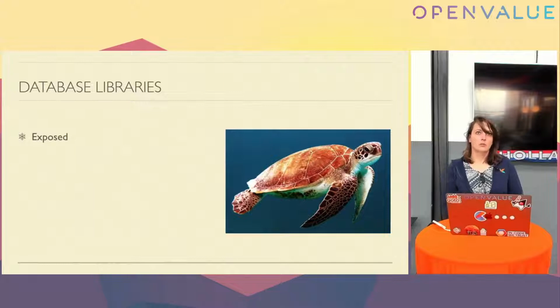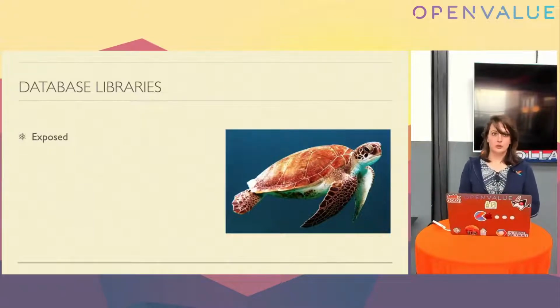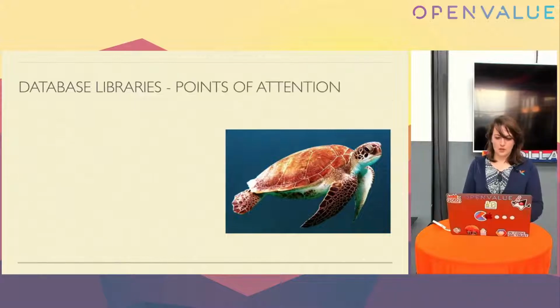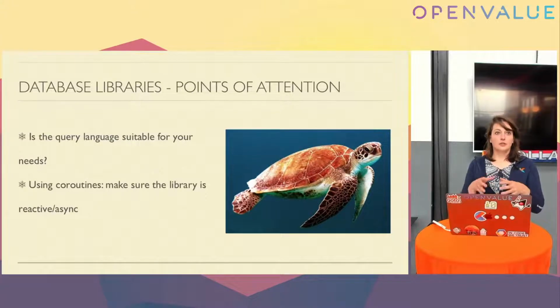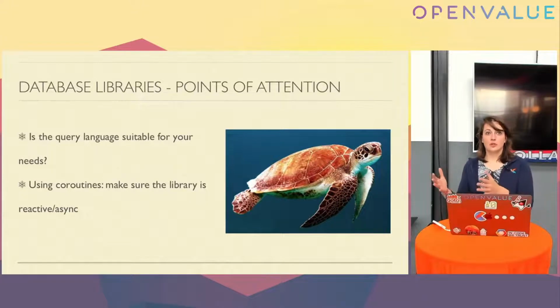Database libraries, there's also some really awesome stuff going on. For instance, Exposed from JetBrains, which is full Kotlin, and Jooq, I think it's called. It's a Java ORM, but also hopping along with the Kotlin train, and Spring, of course. Some points of attention if you're looking at database libraries. You need to have a look if it's a full Kotlin database library, if the DSL is suitable for your needs, because depending on the queries you want to write, you need to be able to express yourself in your code. And if you're using coroutines, make sure that the library itself is also supporting coroutines and being reactive or asynchronous, for instance. Otherwise your coroutine will be blocking on your database call.